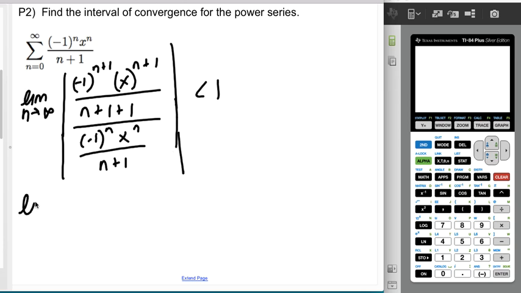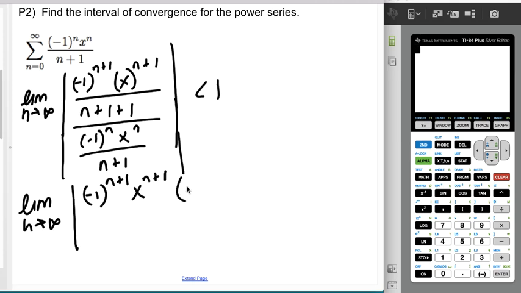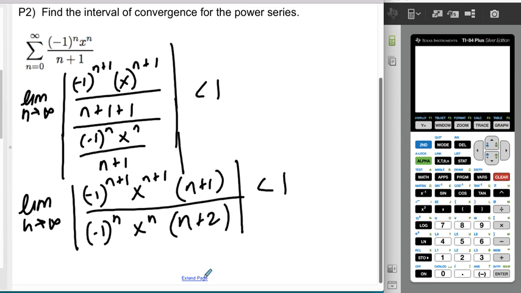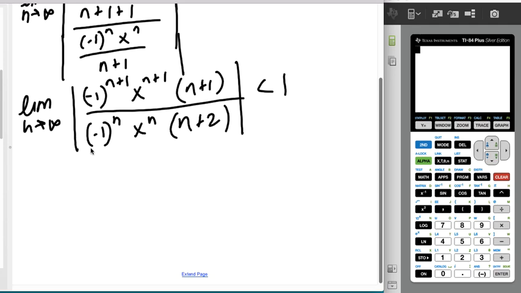So this is the limit as n approaches infinity of (-1)^(n+1), x^(n+1), and then an n plus 1, because that bottom fraction will get flipped. And then this will be a (-1)^n, an x^n, and an n plus 2. So as we've seen every other time, everybody has a matching buddy and things cancel. So this is going to cancel to a negative 1, but I don't really care about that because it's inside the absolute value. This will just be an x, right?